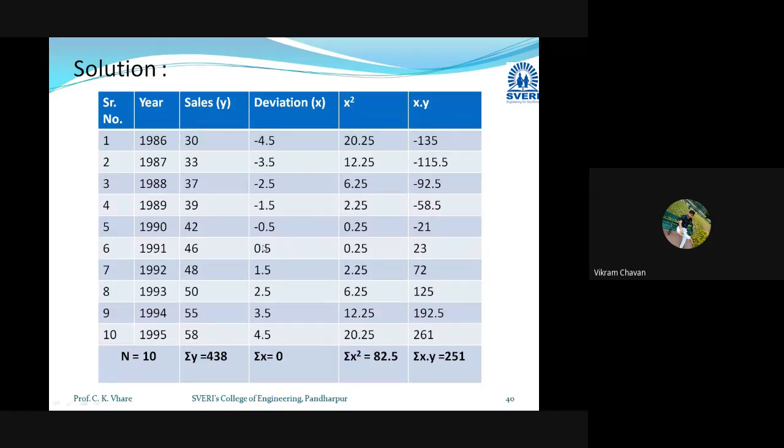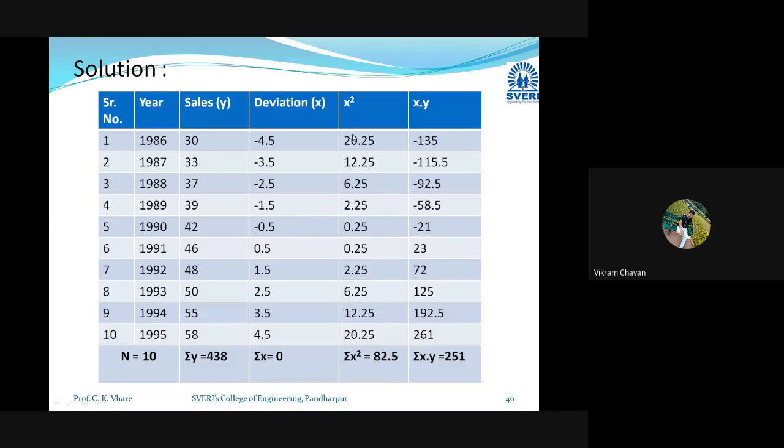Okay, so in this manner we have to find out all the deviations. Obviously, if you add up all the deviations, the summation will be equal to 0. So summation of x, that is nothing but the summation of all the deviations, becomes 0.